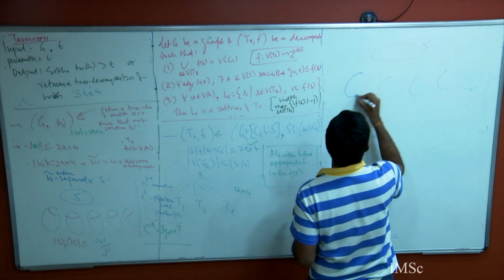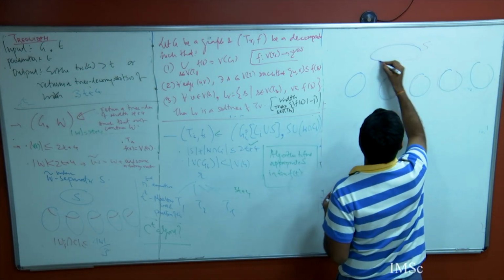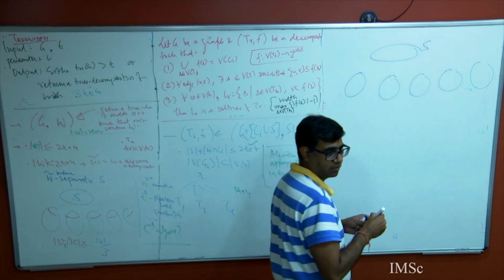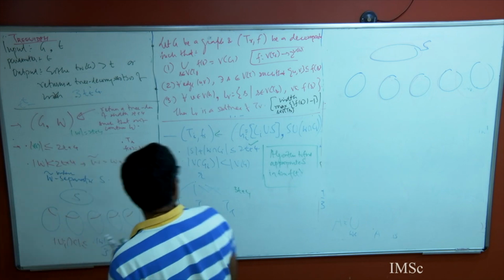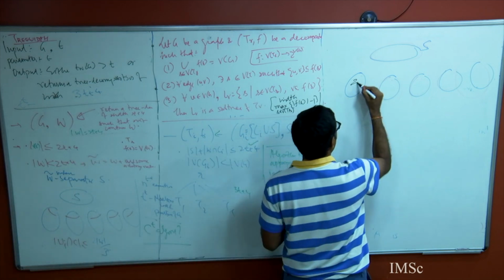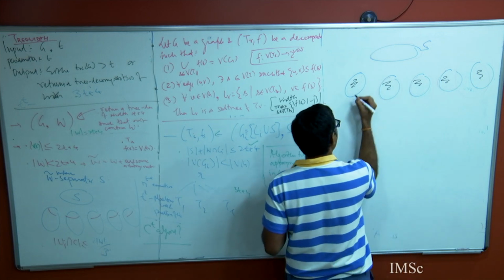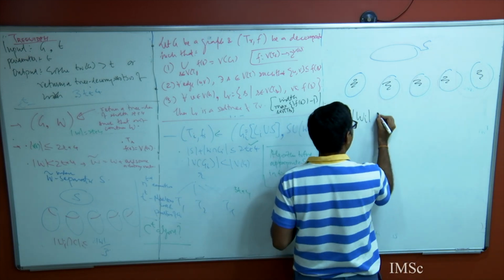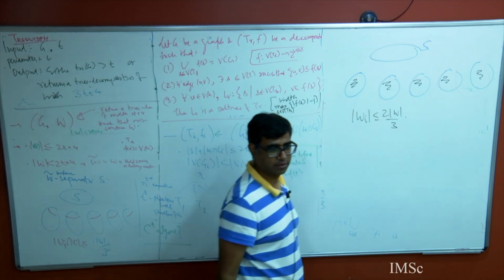Okay? Here is your S, right? And here is your W, right? And what is the guarantee? Each Wi is at most 2 times W by 3. This is what is guaranteed.